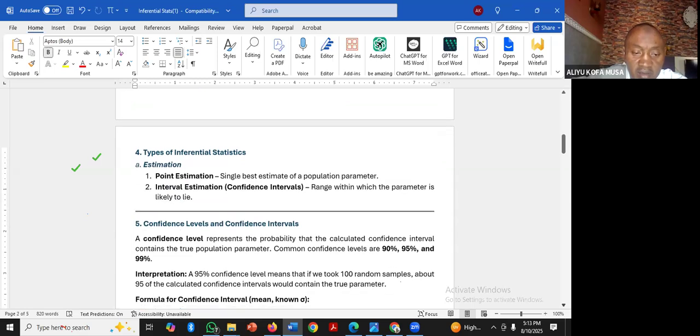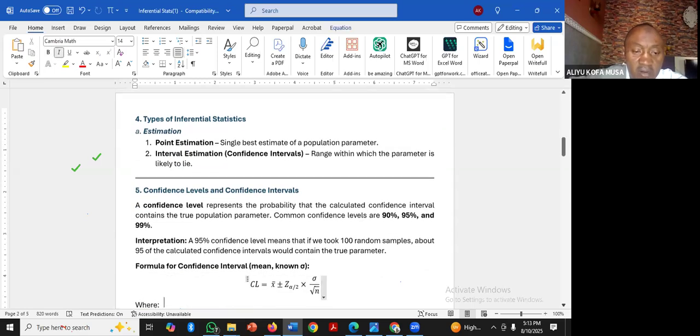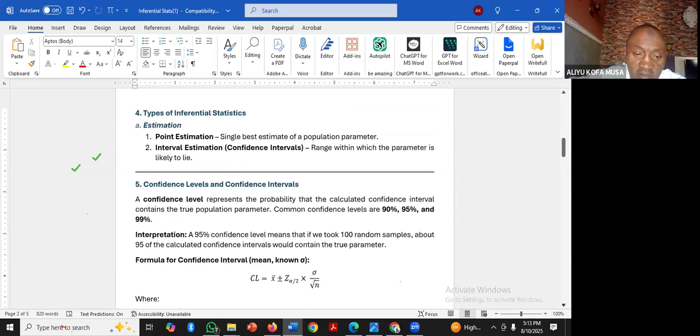What are the types of inferential statistics? We have estimation. And under estimation, we have point estimation. That is a single best estimate of the population parameter. Then we have the interval estimation, which is the confidence interval. That is the range within which the parameter is likely to lie, and which we are going to discuss in detail today, inshallah.